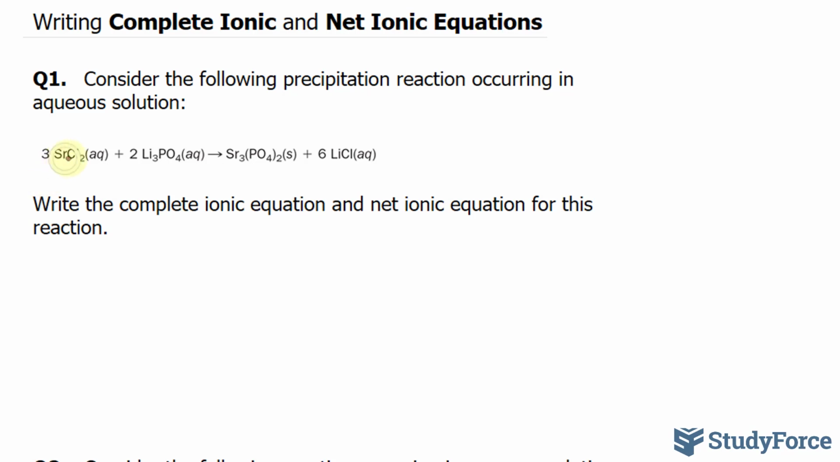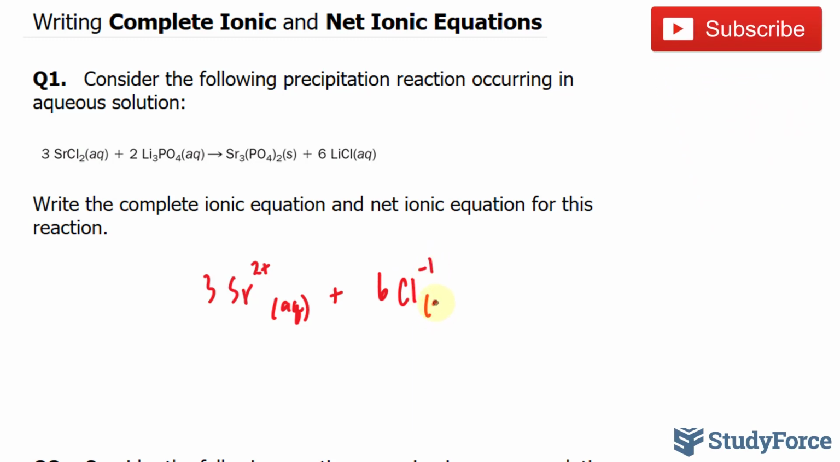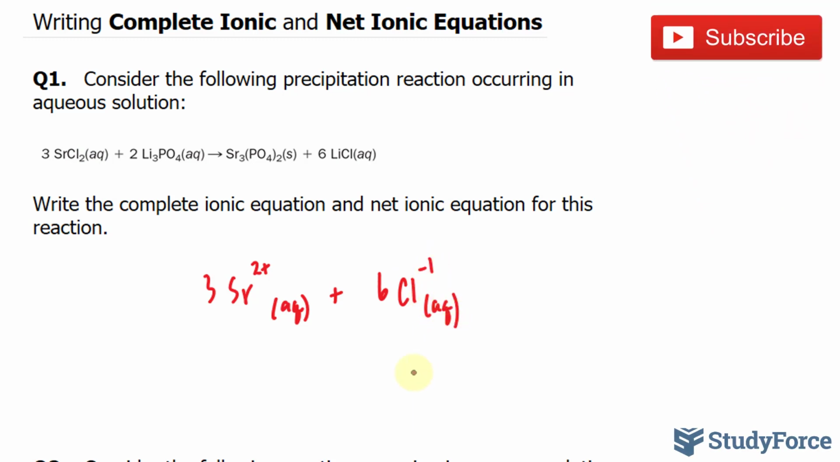Take, for example, strontium chloride. Here we have strontium, which is the cation, and we have 3 strontium cations, and strontium has a charge of 2+. So you write down 2+. Also write down its state. It's aqueous. Plus 6, notice that we have 3 times 2 chloride ions. Cl with a charge of 1 negative, aq. You have to do this for all of the compounds, except for the compound that's a precipitate, this one.